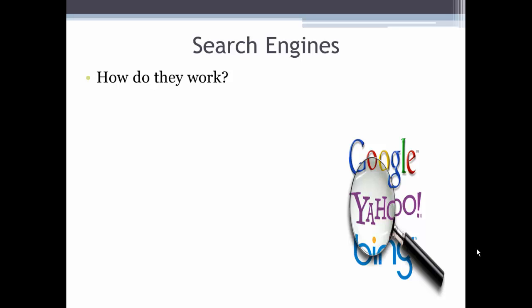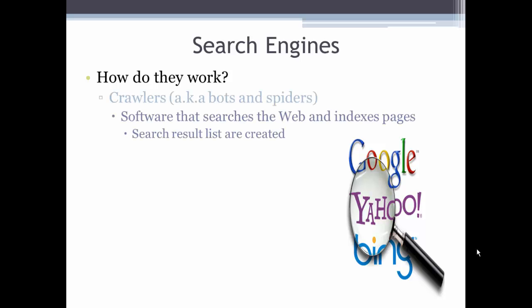A search engine is a tool for finding information across multiple websites using a single query. So how do they work, and why can't they access the deep web? Search engines use software programs referred to as crawlers, or sometimes called bots or spiders. These programs are designed to crawl through cyberspace and index websites. Once websites are indexed, they can be used to create a search results list.